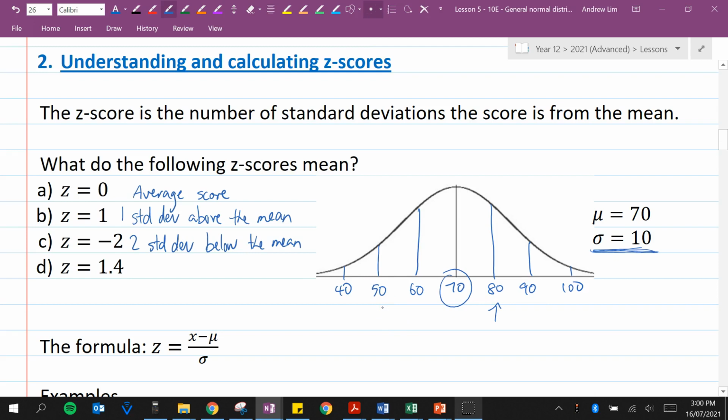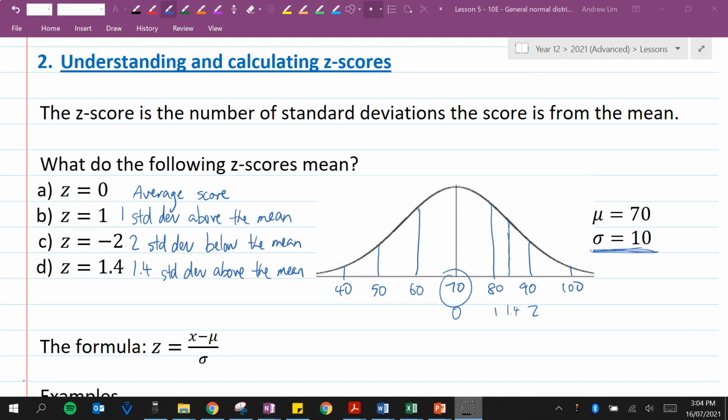Okay, a Z-score of 1.4 means you're 1.4 standard deviations above the mean. So that's 0, that's 1, that's 2. 1.4 is probably around here somewhere. 1.4 standard deviations above the mean. Looks like you got an actual score of 84.